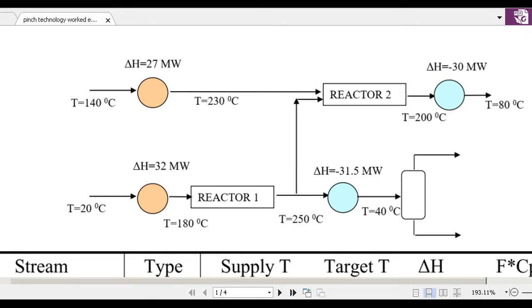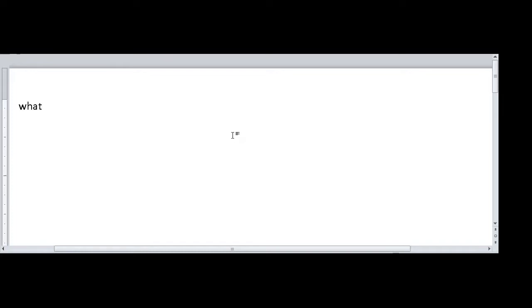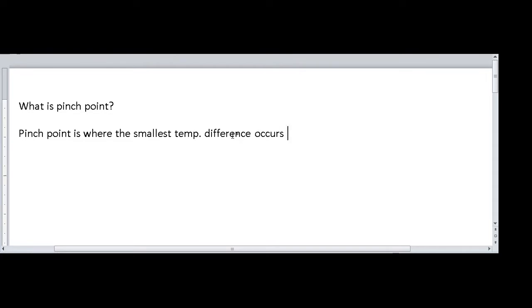So what is the pinch point? If I say it like that, pinch point is where the smallest temperature difference occurs in a heat recovery steam generator, right? So in other words, you can say HRSG.